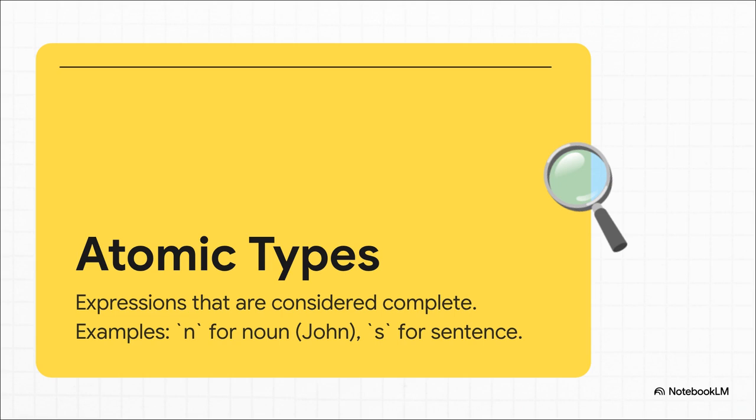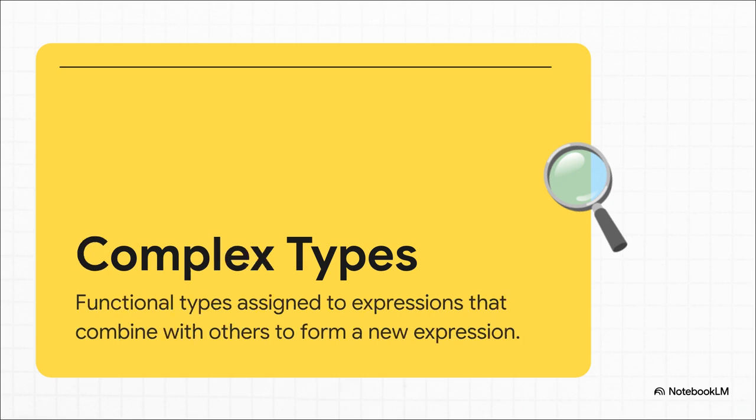A proper noun, like John, is a perfect example. We'll just assign it the type N. And our end goal, a complete sentence, we'll call that type S. But this is where it really gets interesting. We also have what are called complex types. These are the incomplete words. They're functions. They're like little puzzle pieces with a very specific shape, and they're actively searching for another piece to connect with to build something new. They're literally defined by what they're looking for.